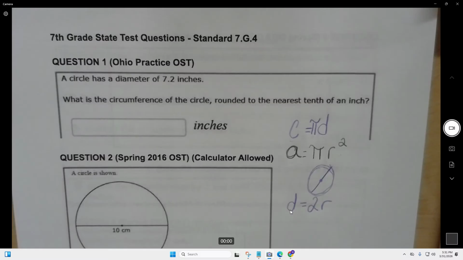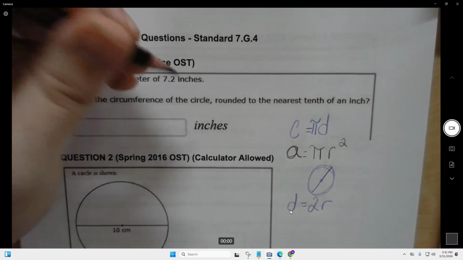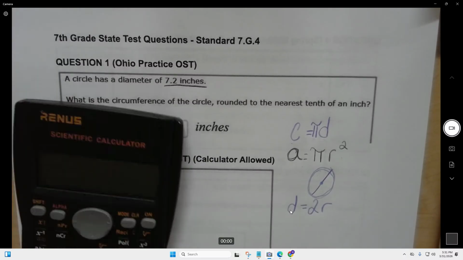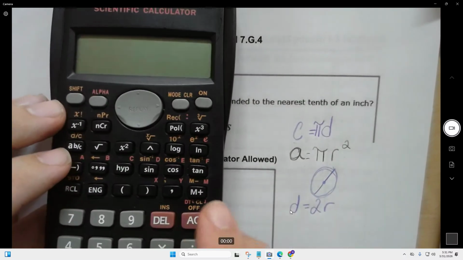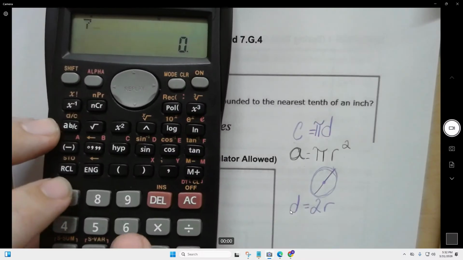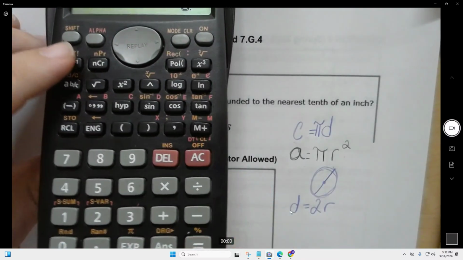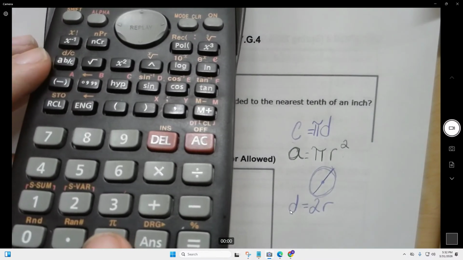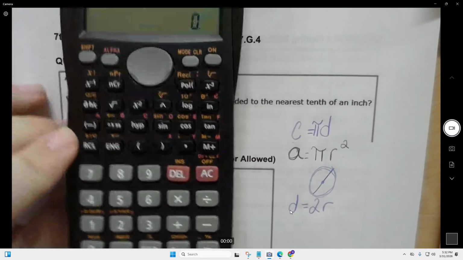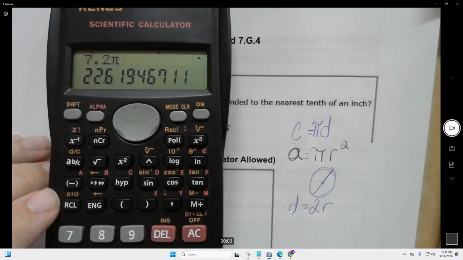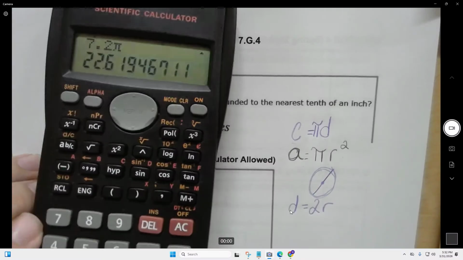All this is to say that if you want to find the circumference of a circle, you need to take the diameter, which they give you, of 7.2 inches, and multiply it by pi. Let's talk about how to do that in the calculator that you will be using on the state test. So our diameter is 7.2. To put in pi, you hit Shift up here in the top left and then the EXP button right here. That is pi. And then you just hit equals. 22.619.